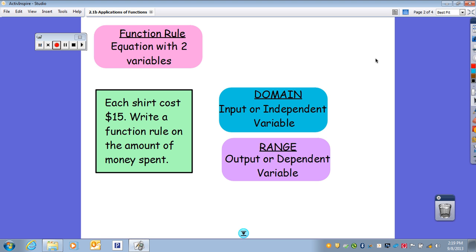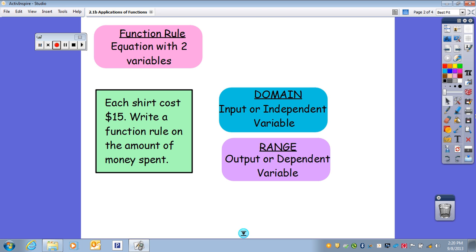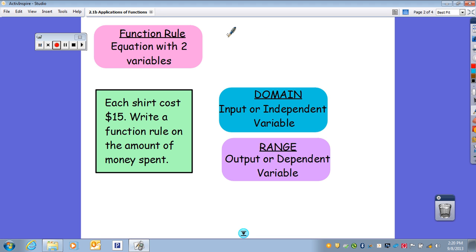Here is our situation. Each shirt is to cost $15, so we want to write a function rule on the amount of money spent. There are two items that we're going to be talking about in this particular situation. The first will be the number of shirts that we're going to buy. If you take a look at the domain and the range definitions, the independent variable in this situation is going to be the number of shirts that we're going to buy, because the amount of money we spend depends on the shirts that we buy.